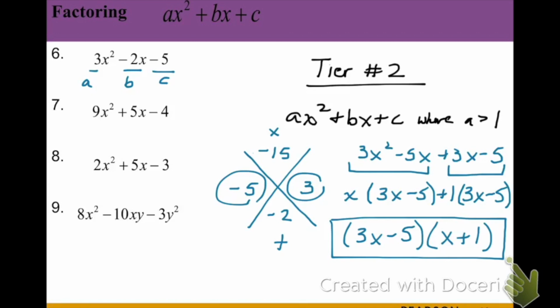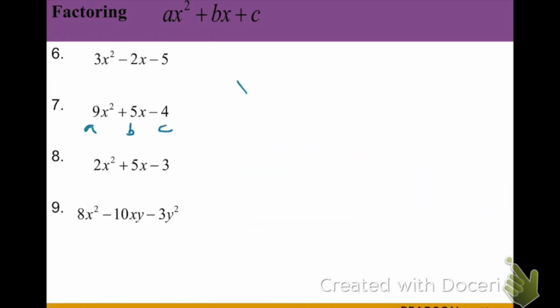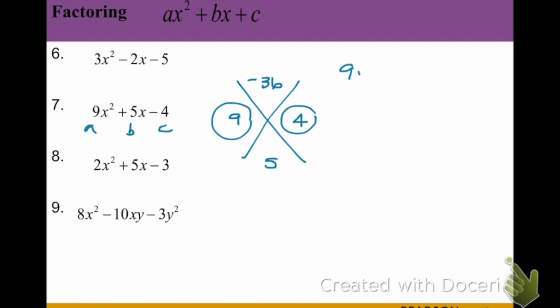Let's try this again with another example. In this case, our a value is 9, and our b value is 5, and the c value is -4. So we need two numbers that would multiply to -36, which is the 9 times -4, but would add to our middle term of b, which is 5. In this case, we know that 9 times 4 is 36, and they have a difference of 5. But to make sure that they multiply to a -36, we need to make sure that we get one of those to be negative.